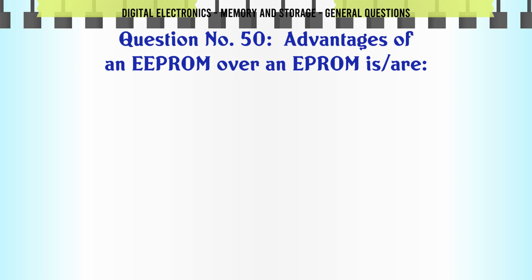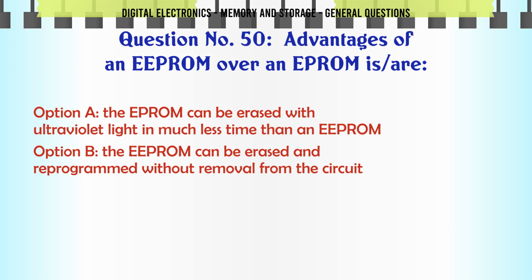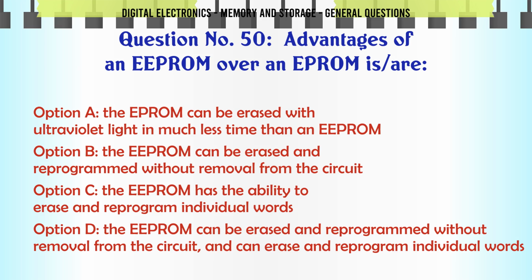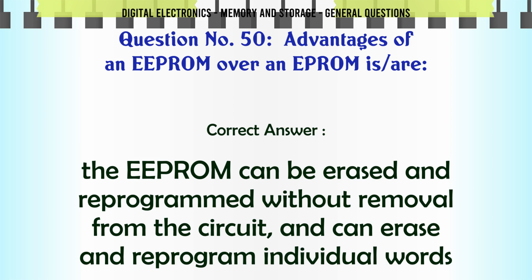Advantages of an EPROM over an EPROM are: A. The EPROM can be erased with ultraviolet light in much less time than an EPROM. B. The EPROM can be erased and reprogrammed without removal from the circuit. C. The EPROM has the ability to erase and reprogram individual words. D. The EPROM can be erased and reprogrammed without removal from the circuit and can erase and reprogram individual words. The correct answer is D.